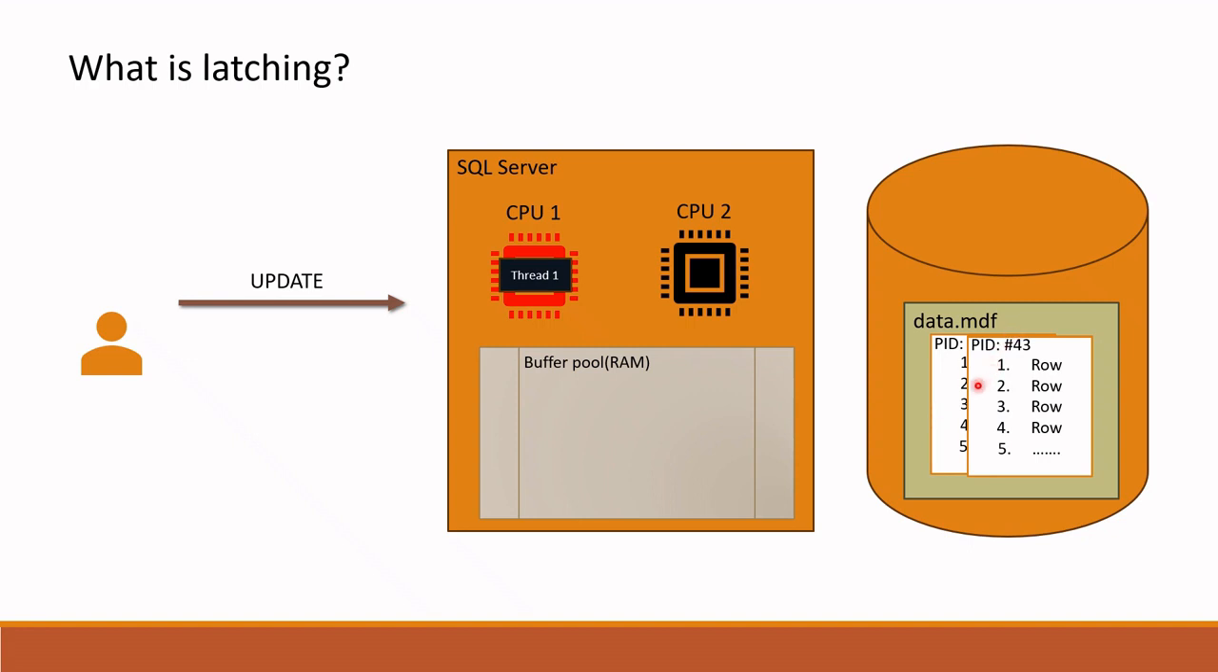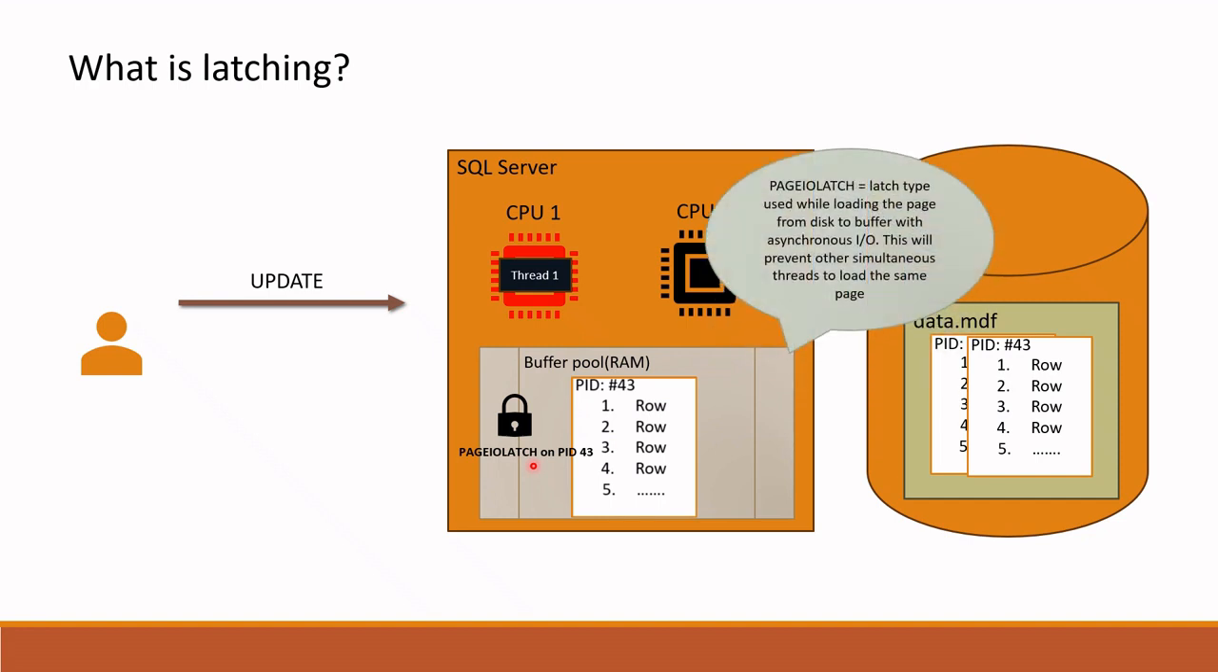Then it checks whether this page is in the buffer pool or not. If the page is not in the buffer pool, it registers a latch called PAGEIOLATCH on this page and loads this page into the buffer pool. So here we can say a latch is just a lock on a data page. SQL Server takes a latch so that any other simultaneous thread in the system does not load the same page from disk. We can say it is preventing duplicate IO work, right? So PAGEIOLATCH we can conclude is a latch type used while loading the page from disk to buffer with asynchronous IO.